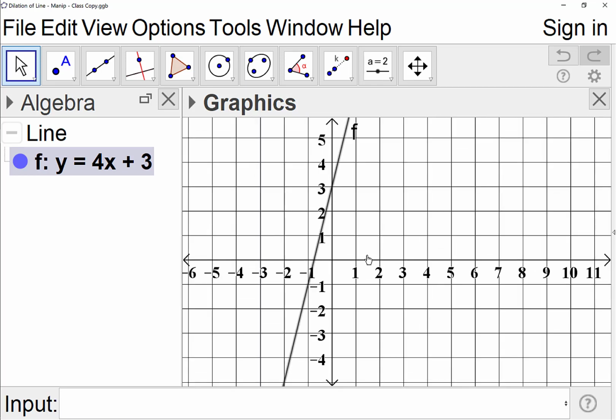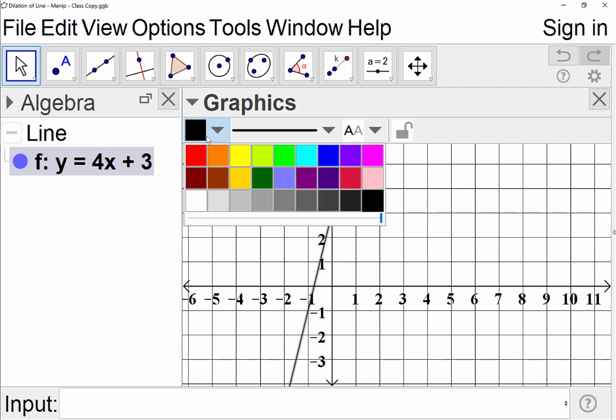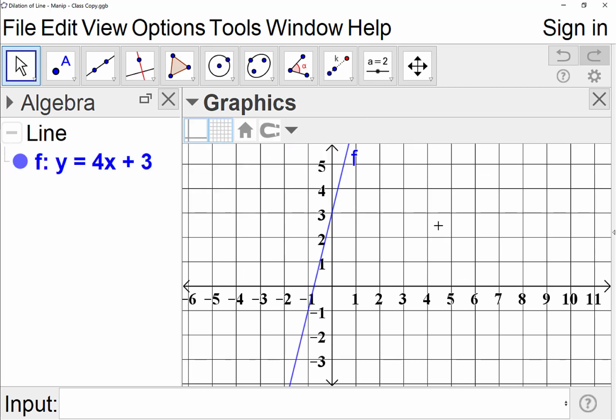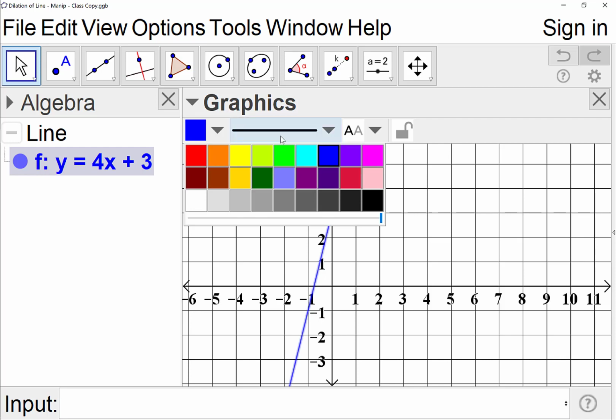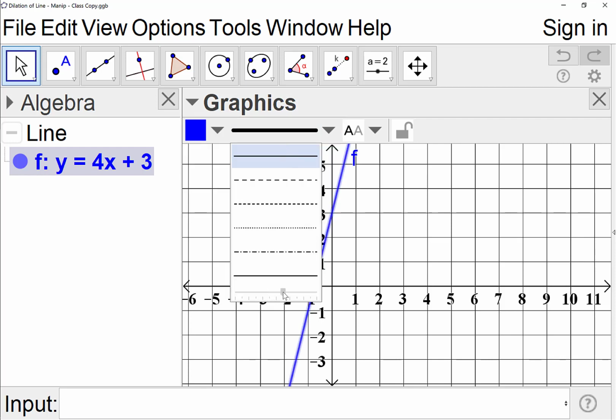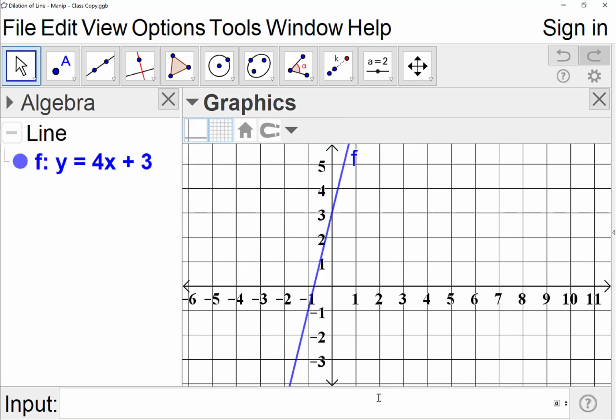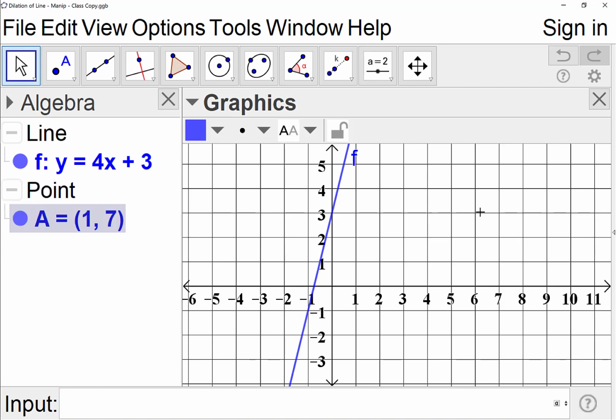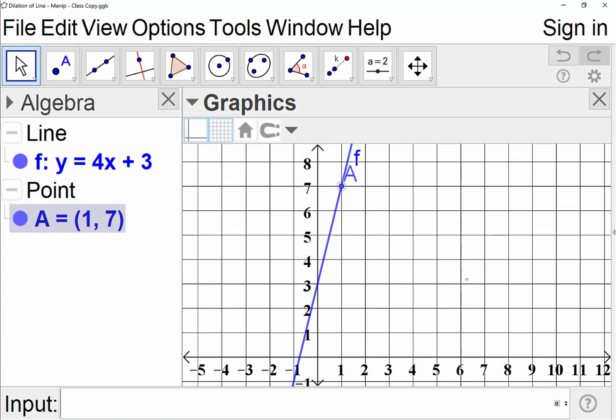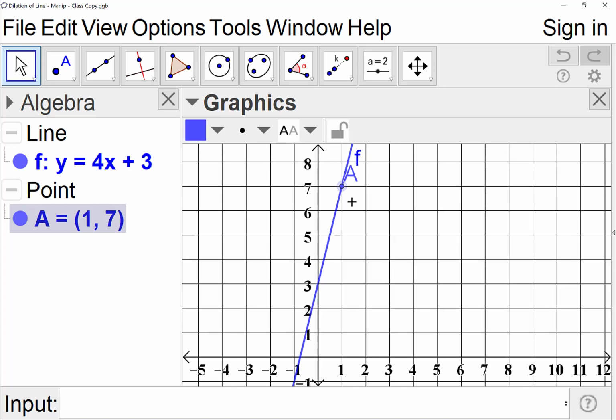So this line, which I'm going to color blue, that's the line we're going to dilate. Where is our center of dilation? 1, 7. So if I graph the point 1, 7, where is that point? It's always on the line.